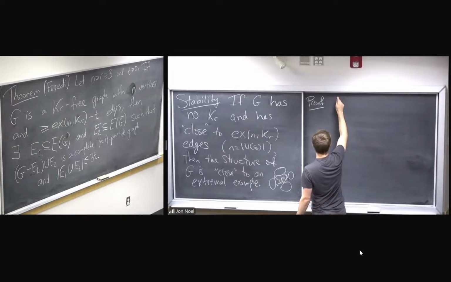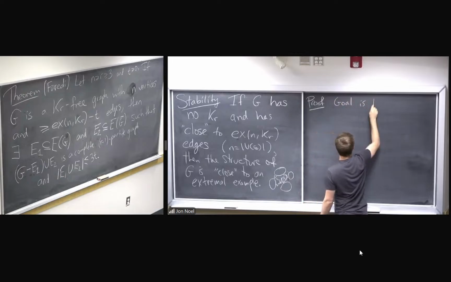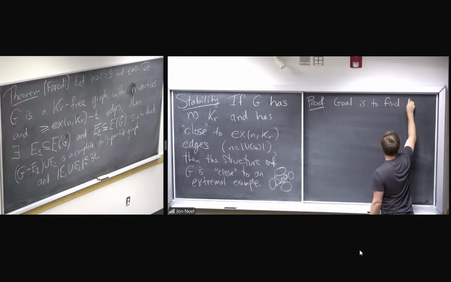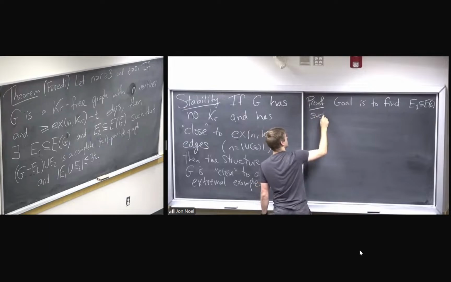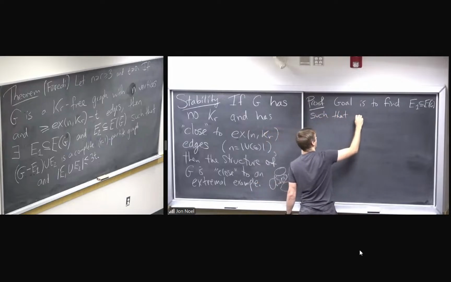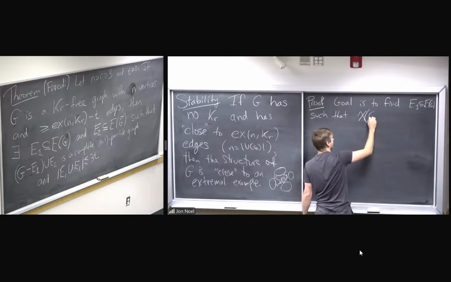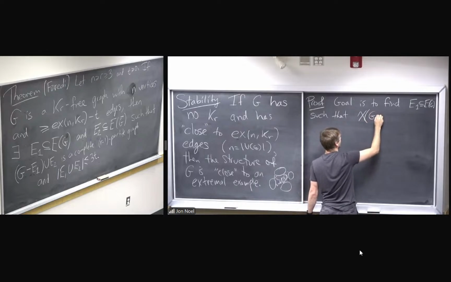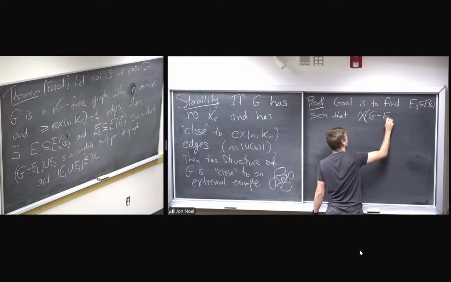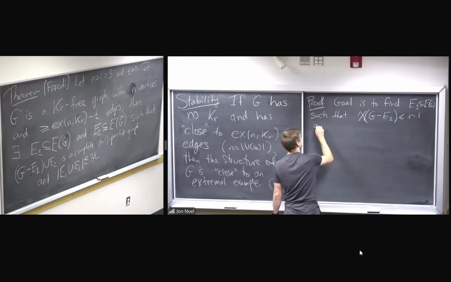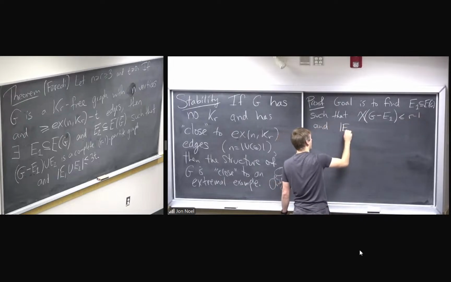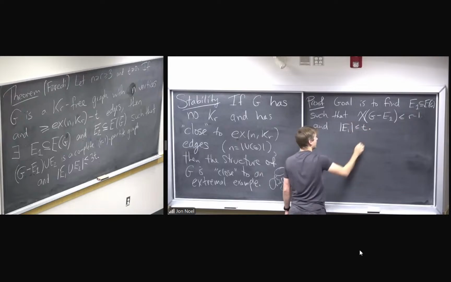So all we really want to do, our goal, is to find a set E1 in the edge set of G such that the chromatic number of G minus E1 is at most r minus 1, and the size of E1 is at most t. Now I claim that this is sufficient.